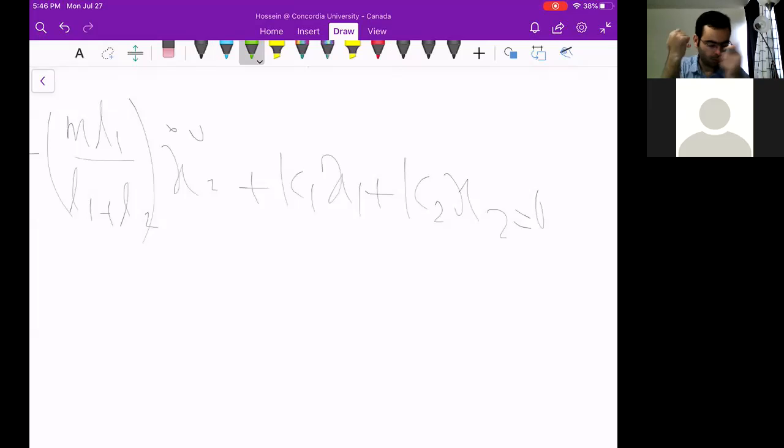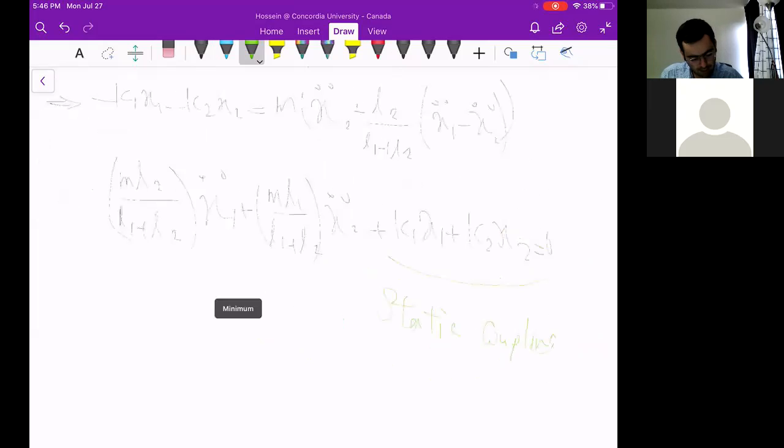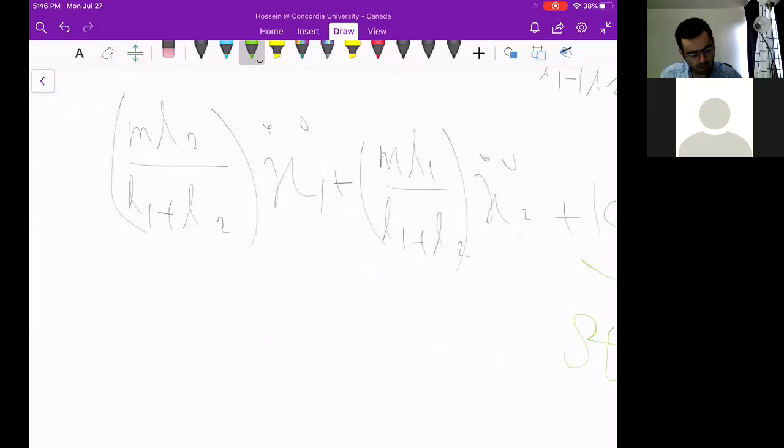There is a static coupling, and since we have x double dot 1 and x double dot 2, there is dynamic coupling as well. So dynamic coupling also exists. The system is both statically and dynamically coupled.